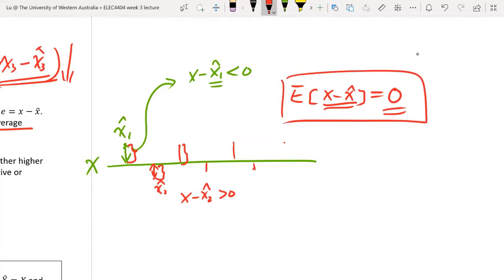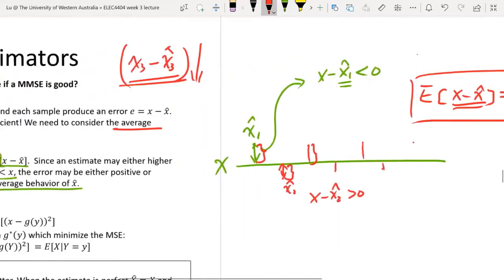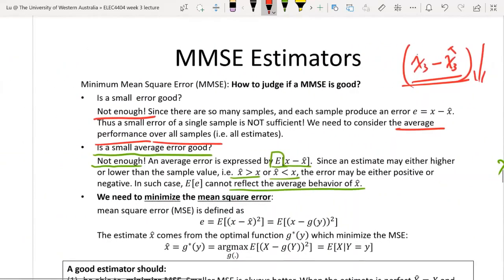Okay, so because of this, in the second point here, the small average error is not good enough. But what will be the criteria for the judgment if an MMSE estimate is good or not? Okay, we must minimize the mean square error. Now you can see the importance of this square.